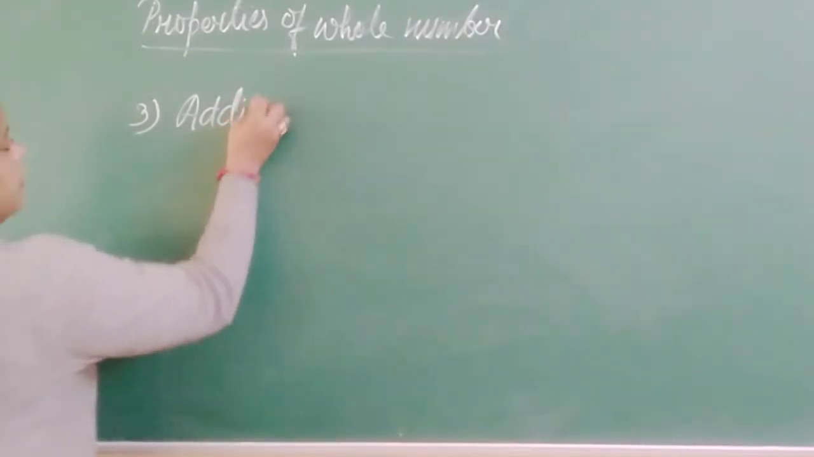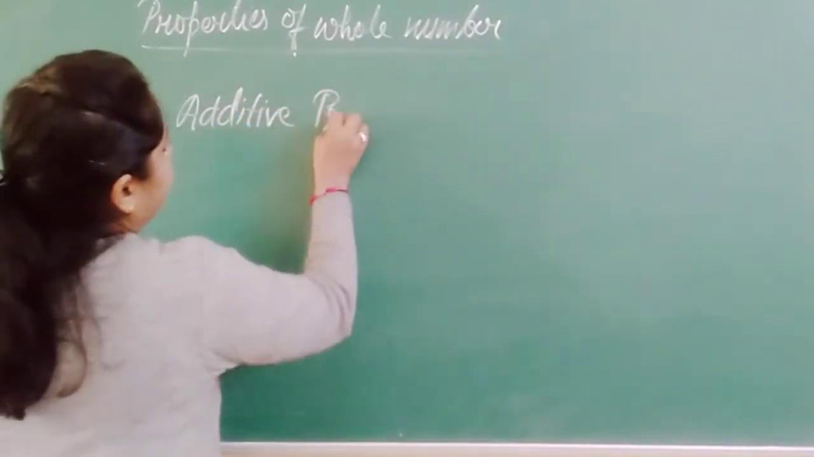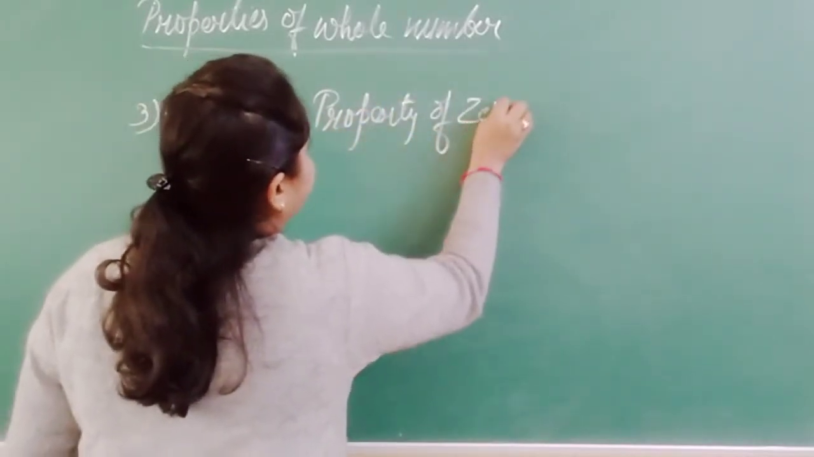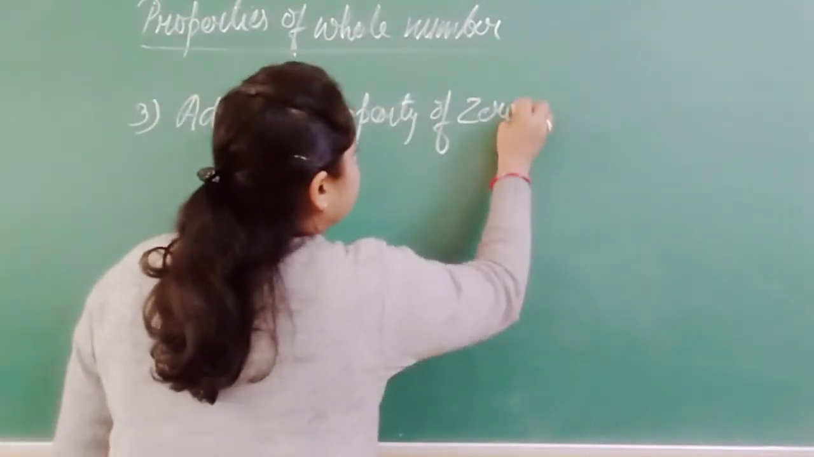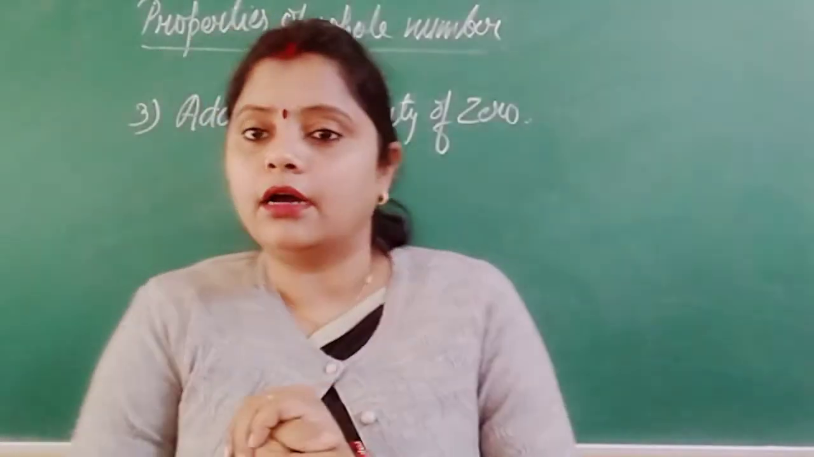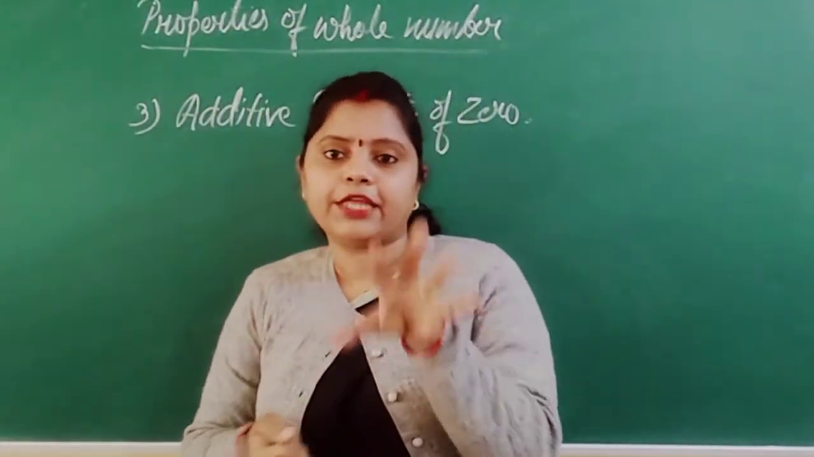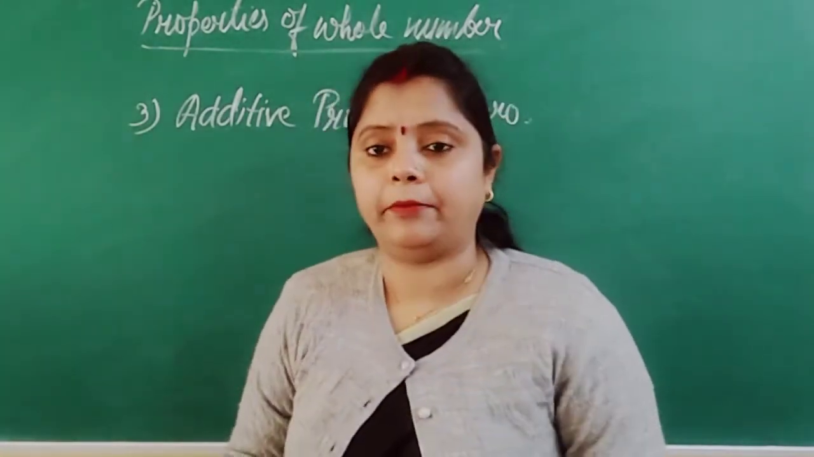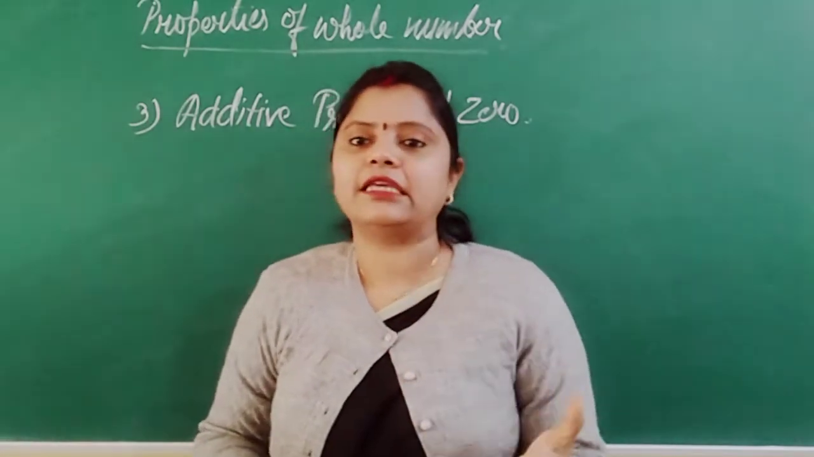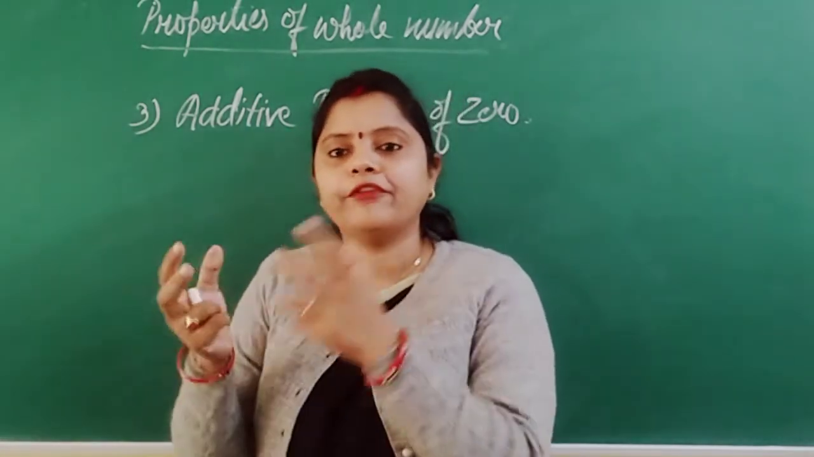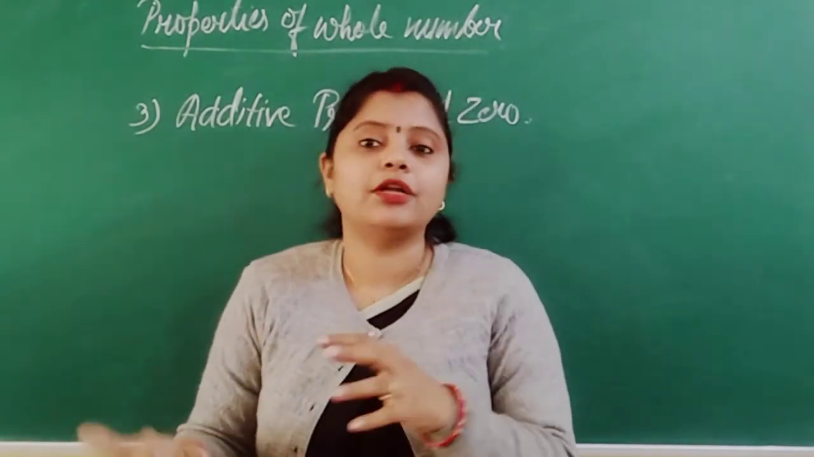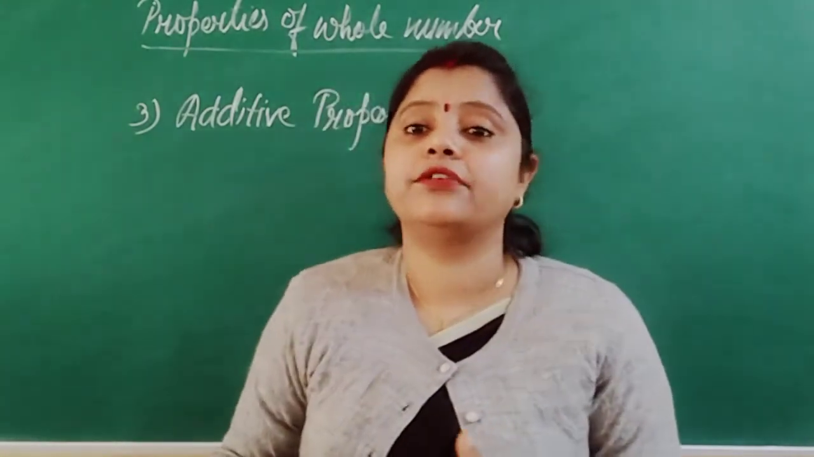Additive property of 0. Now this is also known to all of us. We are familiar with this answer. If we add 0 to any number, what will happen? Like 2 plus 0? 2 only, because 0 means nothing. So if we are adding nothing to a whole number, we will get the whole number only. We will not get something which is different.